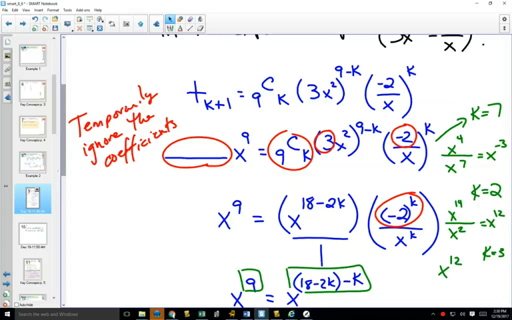X to the 12. How many x's would I have on the bottom? X to the 3. What does that simplify to? X to the 9. So you know that it has to be term 4. So could we just guess and check? You can, unless the question says you need an algebraic solution.